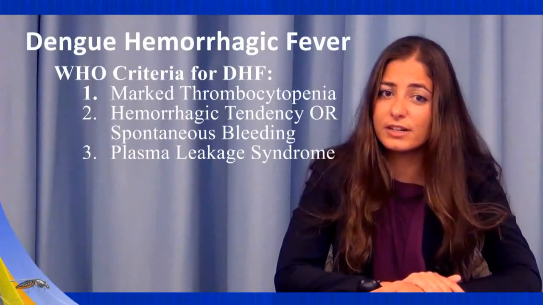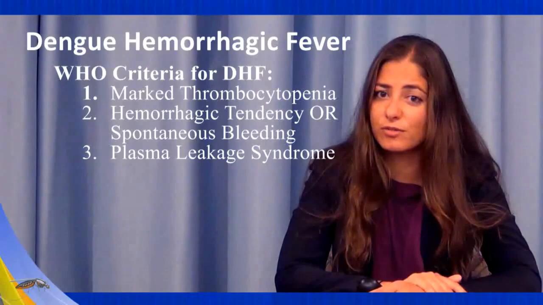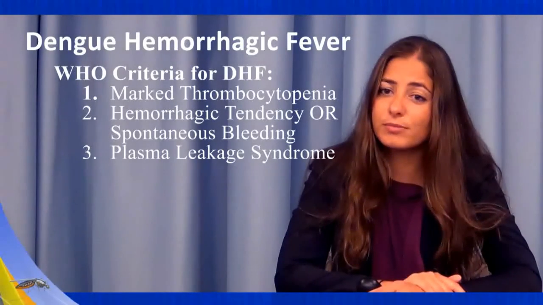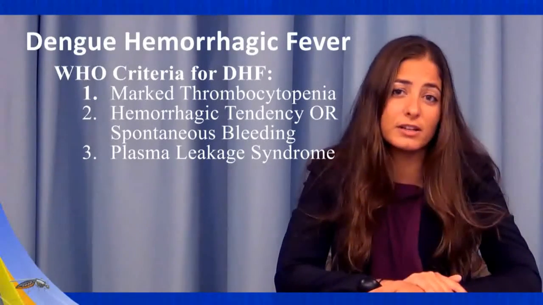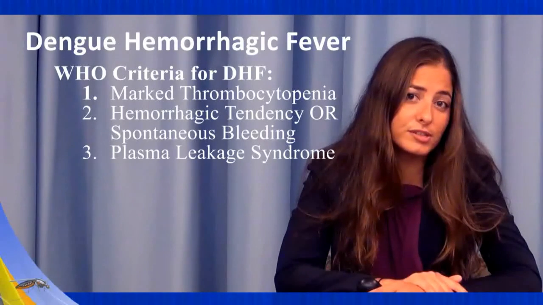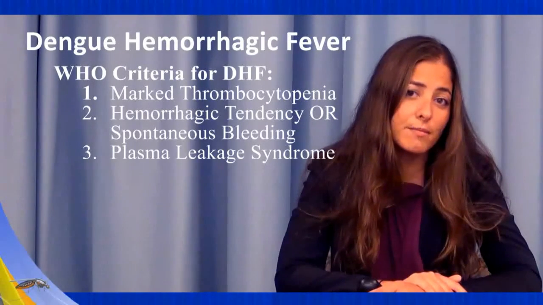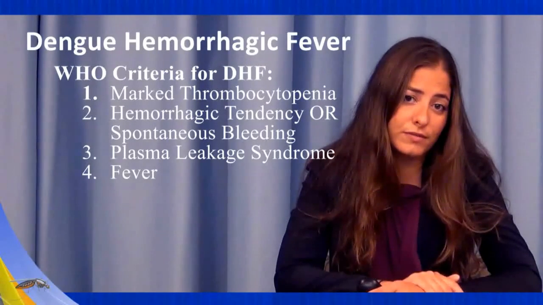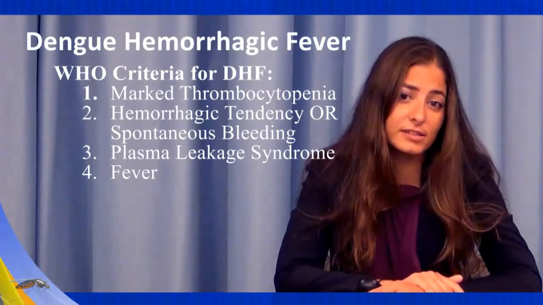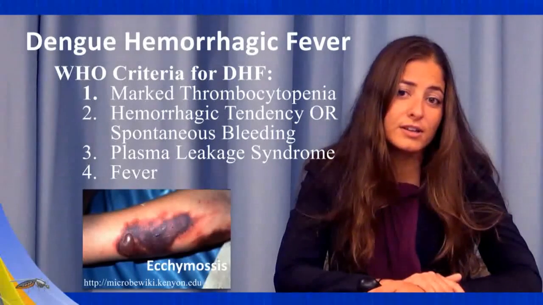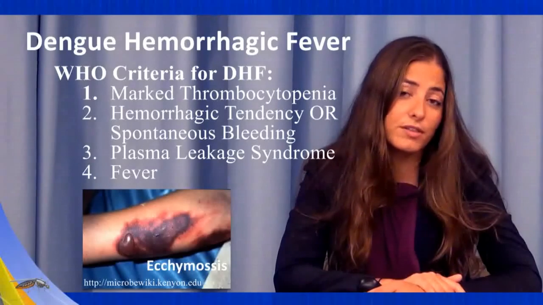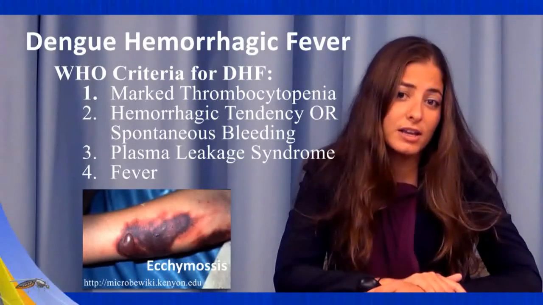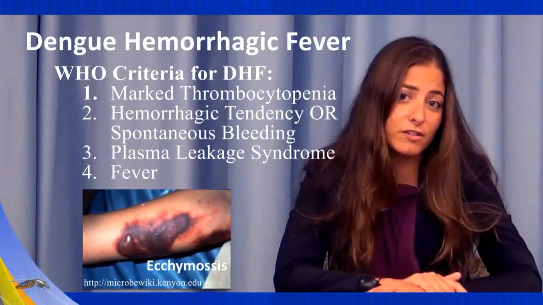The third criterion is plasma leakage syndrome, which is due to increased plasma permeability resulting in greater than or equal to 20% rise in hematocrit, pleural effusions, and/or ascites. Another component is fever. Lastly, in severe cases, this can further progress to dengue shock syndrome with hemodynamic collapse, carrying a mortality rate of 12%.